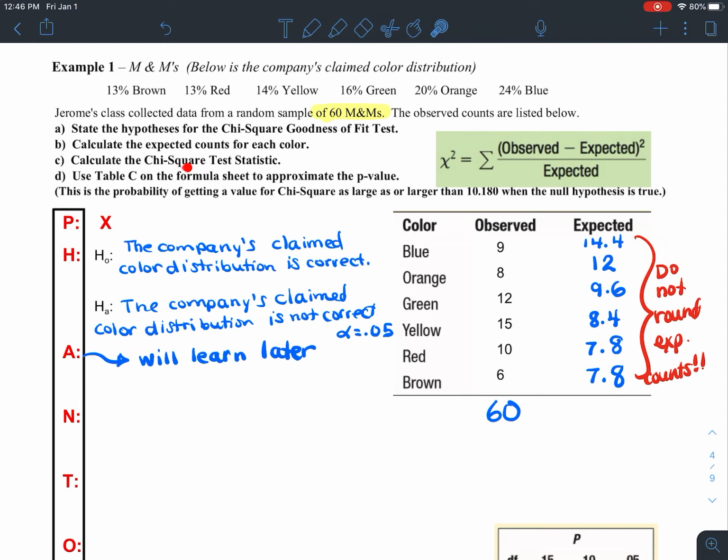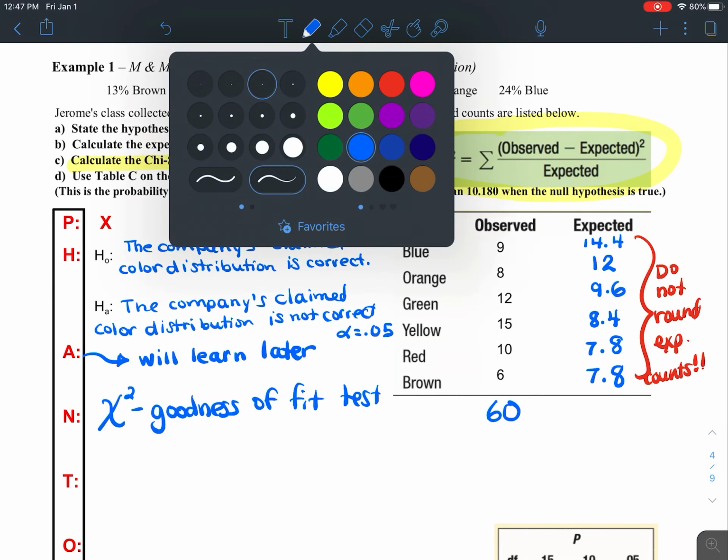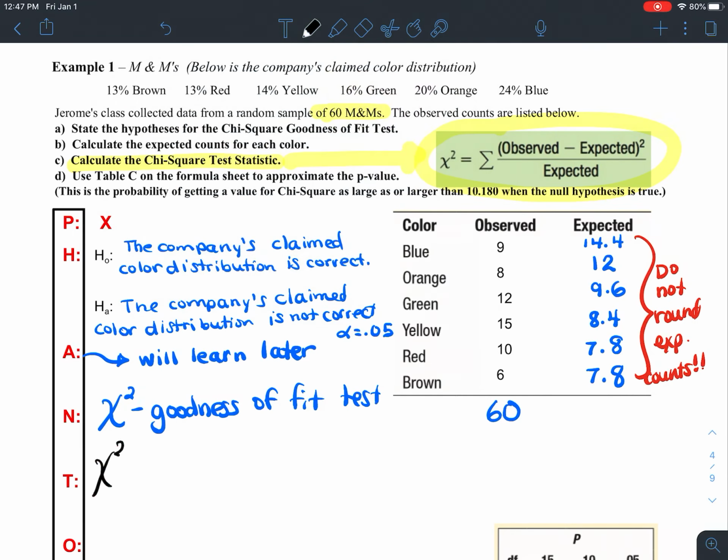Okay, so we're moving on here. Part C says calculate the chi-square test statistic. Now, when you're calculating the chi-square test statistic, you're going to be using this formula right here. Oh, I guess if we're moving down through our acronym here, the N stands for to name the test. This is called the chi-square goodness of fit test. Okay, that brings us to the T, where we calculate the test statistic. Okay, this is using this formula here for chi-squared.